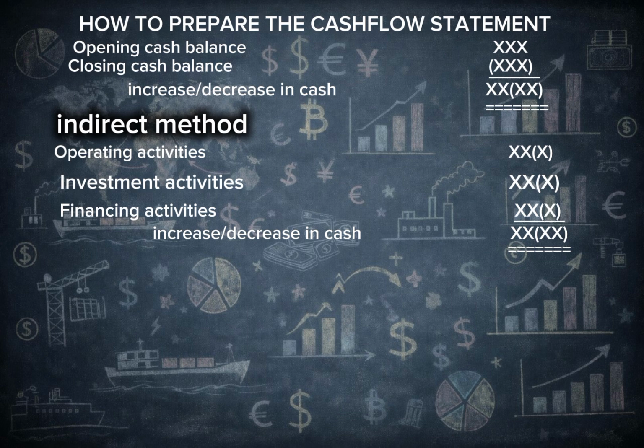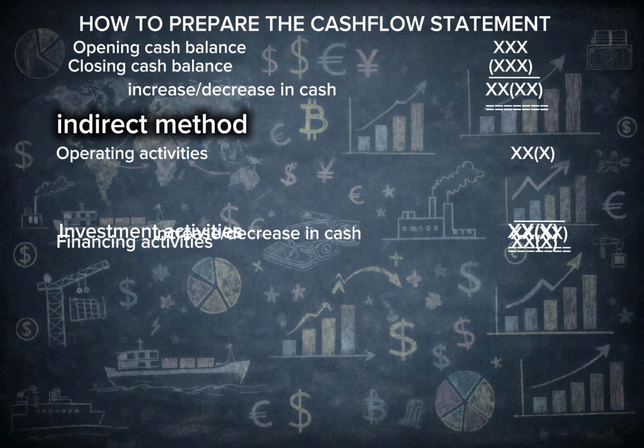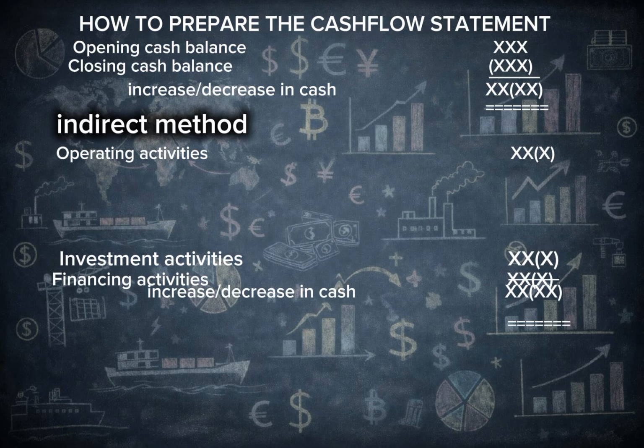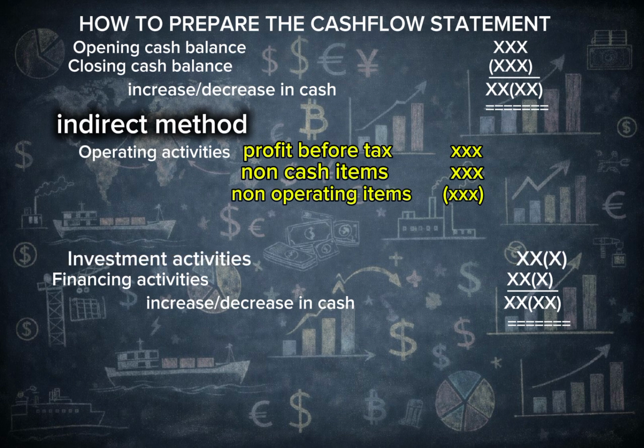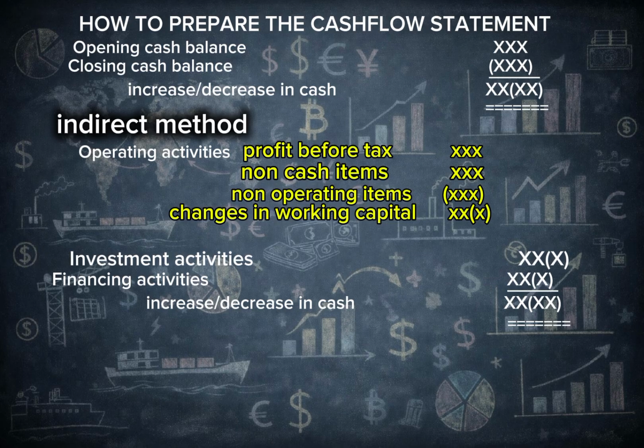The indirect method of cash flow statement is almost like the direct method. But what changes here is the way we derive our cash flow from operating activities. Because our operating activities was prepared using the accrual basis in the income statement, adjustments have to be made. In preparing the operating activities, we start with the profit before tax. And because profit is not the same thing as cash, we must adjust it for non-cash items, non-operating items, and working capital changes to get the actual cash flow for operating activities.